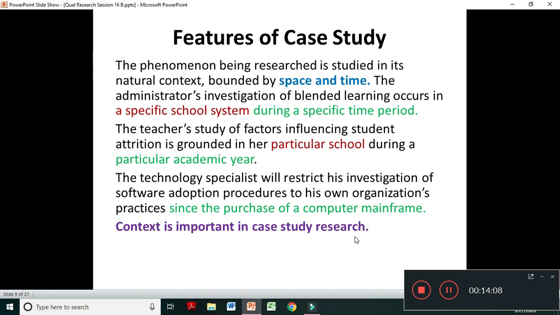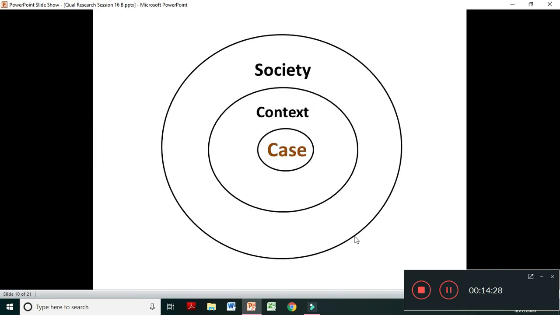So one of the main features of case study research is that it is space and time bound. Context is extremely important when you are doing a case study, and case researchers need to explain the context of the study in detail when they write their research report. So you can see that a case needs to be explained in context.